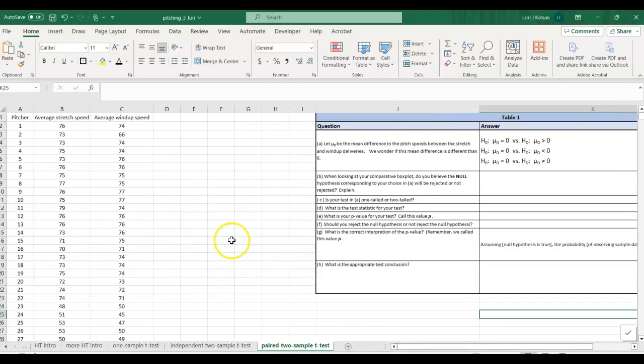And lastly, we're going to look at paired two samples. So here we have different pitchers. Pitcher 1 pitched from the stretch and the average speed was 76 miles per hour. Pitched from the windup, the average speed was 74 miles per hour. So what we're wondering is the difference between these two.